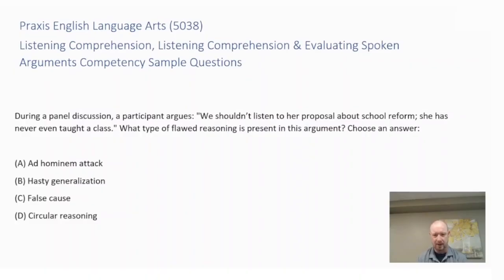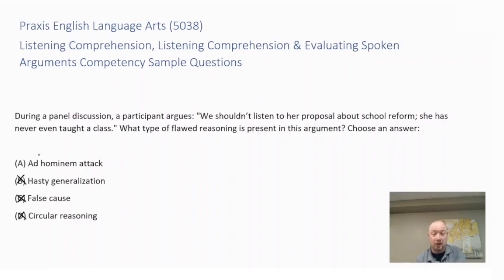All right, let's eliminate some possibilities here. False cause deals with cause and effect relationships in the argument, and I don't see that in this case. D, circular reasoning, is eliminated. That is when the conclusion of the argument circles back to the premise, and I don't see that in this case here. I'm going to eliminate B, hasty generalization. That is when the argument makes the conclusion based on too little facts. So I'm going to eliminate B.